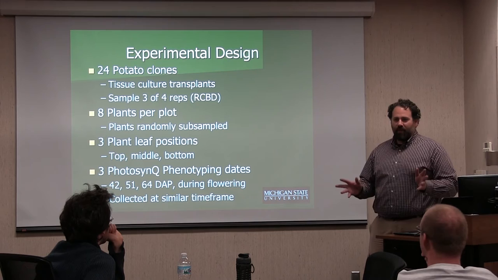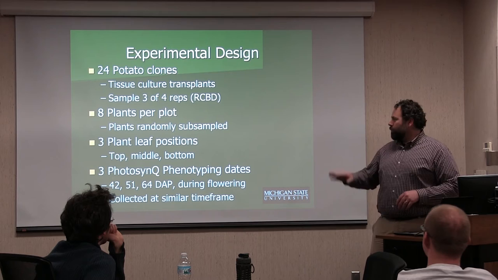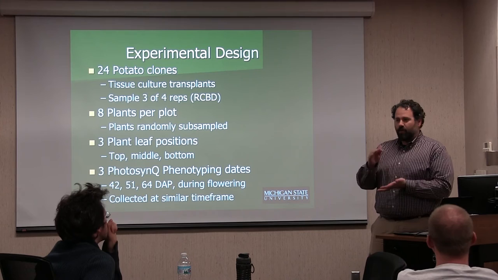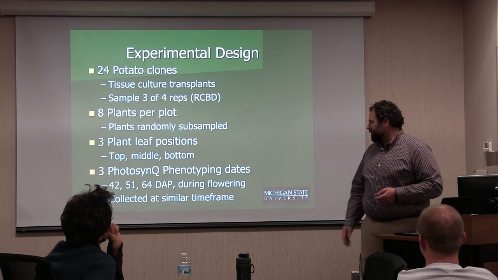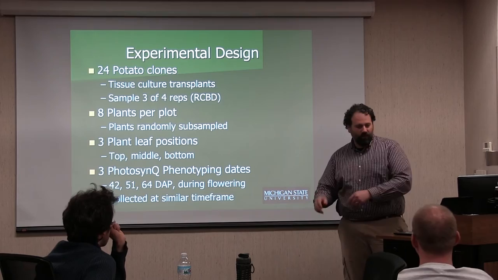But in terms of sampling for the PhotosynQ, we were looking at three different leaf heights on the plant. So we did a top, a middle, and a lower leaf. And then we took these at three different dates. So basically at 10-day intervals from like 40 to 65 days after flowering, essentially at mid-season growth for these particular potato plants that were in the field.